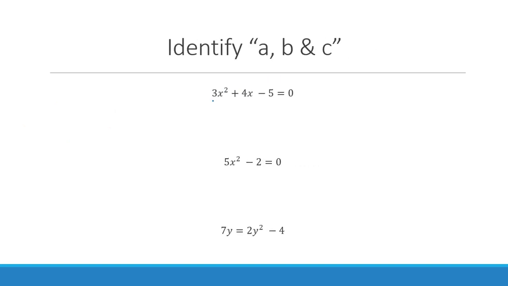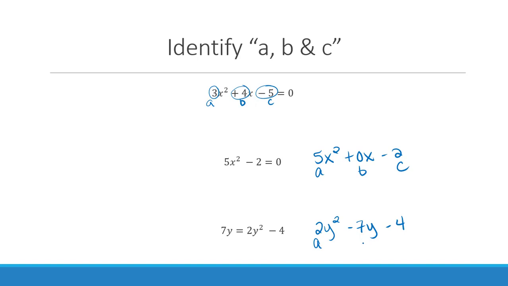So you do need to be able to identify a, b, and c in order to plug it into the formula. So a always comes in front of the x squared, b in front of the x, and then the c in this case would be -5. If you don't have a part of the quadratic formula, you can always plug in 0. So here would be a, b would be 0, and c would be -2. And then you always want to make sure that it's written with everything on one side of the equation. So in this case, I can bring over the 7y by subtracting it. So then here would be a, here would be b, and here would be c.